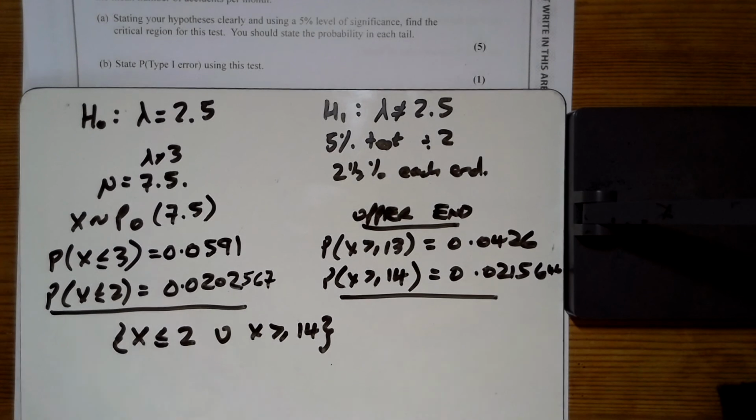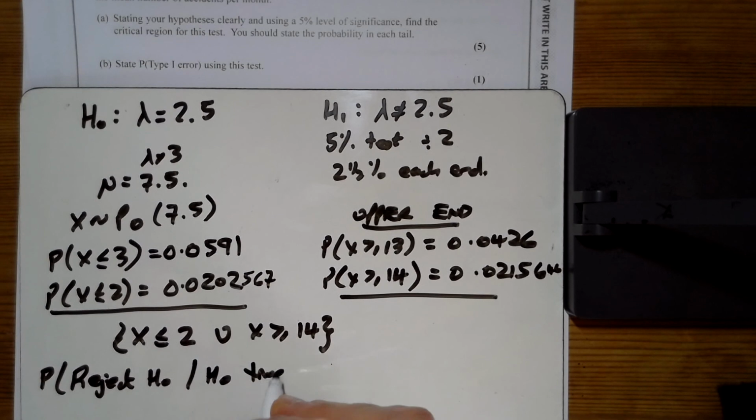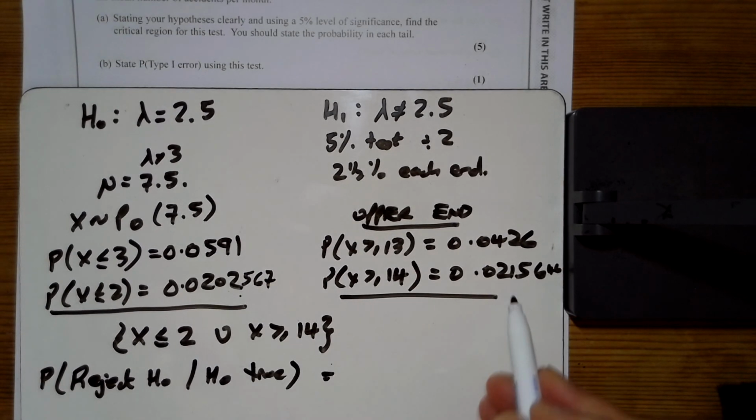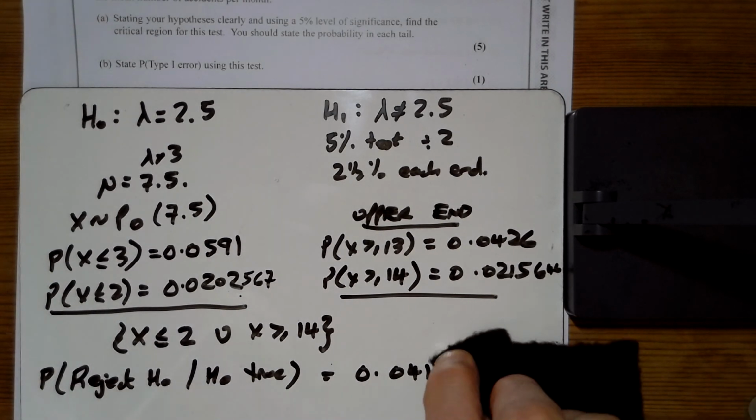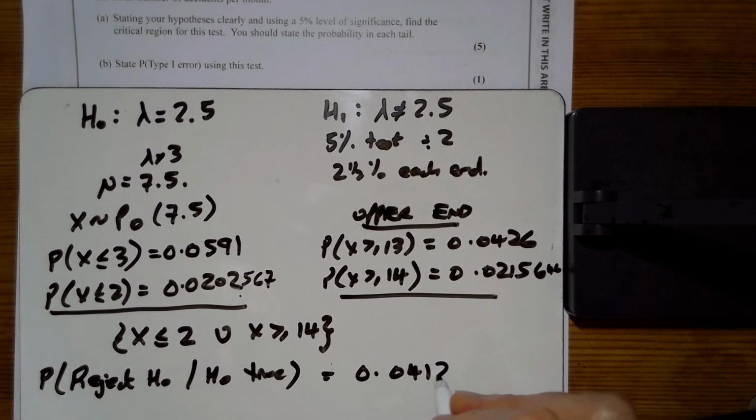Part B, state the probability of a type 1 error. The probability of a type 1 error is the probability of rejecting H0 given that H0 was true. And that's these two values that we've just got. So if I just add those two things together, that gives me 0.04182, so 0.0418, mine's more accurate, is the probability of a type 1 error.